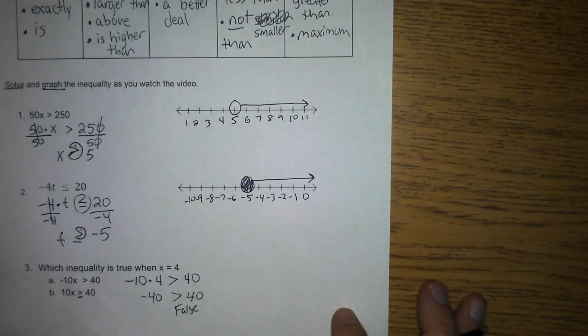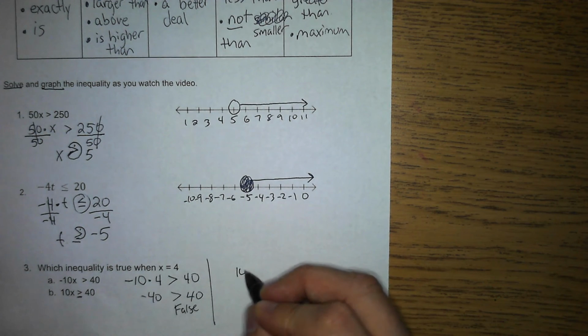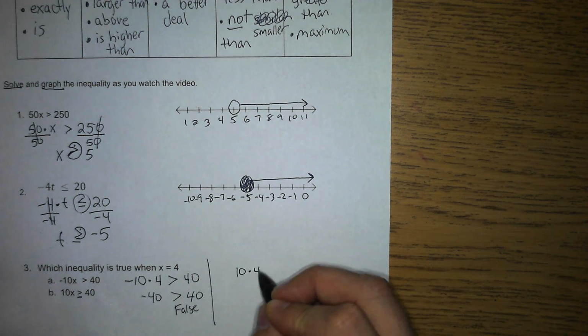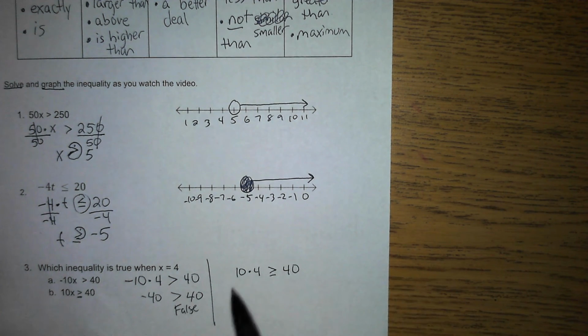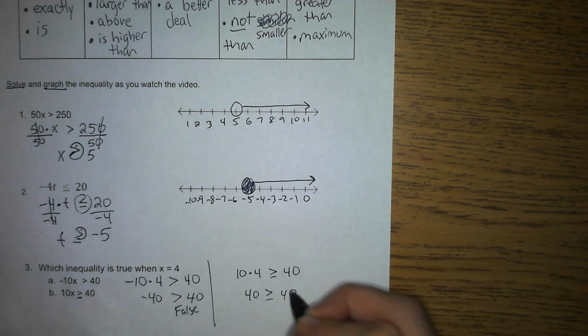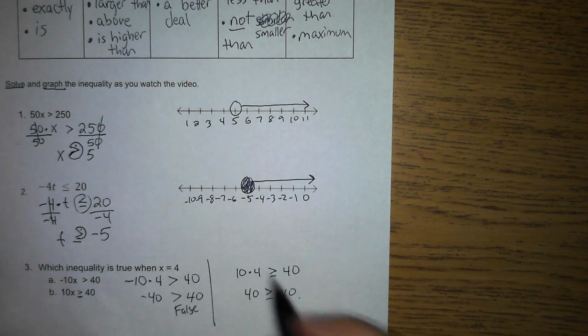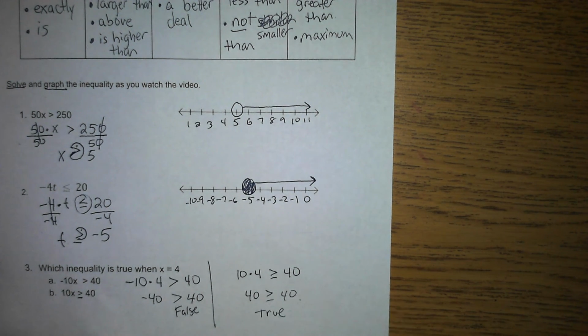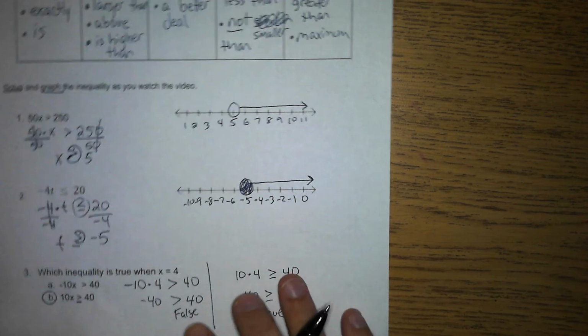When I do B, I'm going to have 10 times 4 is greater than or equal to 40. And 10 times 4 is 40. And 40 is not greater than 40, but it is equal to, which makes the statement true. So the answer to number 3 is B.